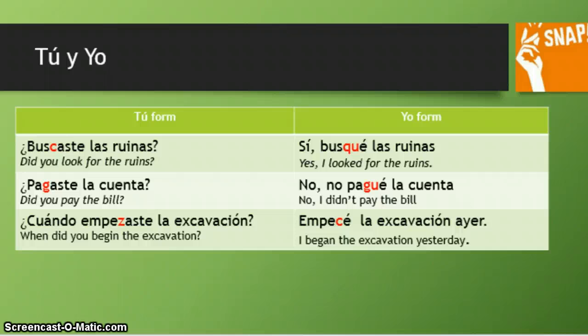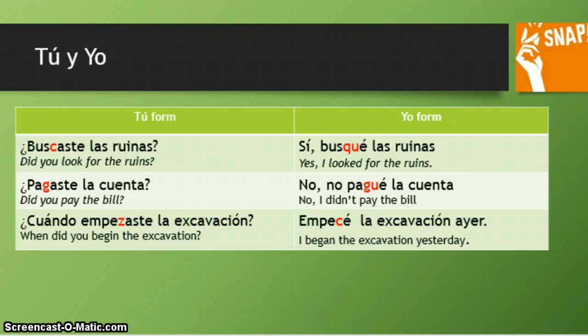Let's look at this from the perspective of the tú form, where we have our regular AR endings, to the yo form where we have this slight spell change. In the tú form, I would say, ¿buscaste las ruinas? Sí, busqué las ruinas, would be my change that happens in the yo form only. In the tú form, I would conjugate as regular with a gar verb, such as pagar. ¿Pagaste la cuenta? No, no pagué la cuenta.